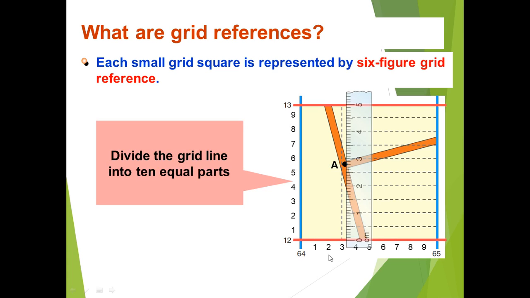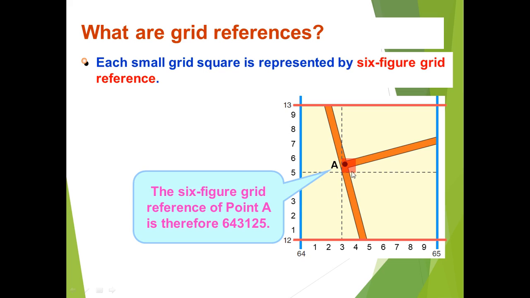Similarly, for northing, we do the same thing. Here we can see location A is located between 2.5 cm and 3 cm. In other words, point A should be located in the fifth section of northing 12. So altogether, we can easily find out the six-figure grid reference. That would be 643125. And then we can skip all the procedures of really drawing all the grid lines.